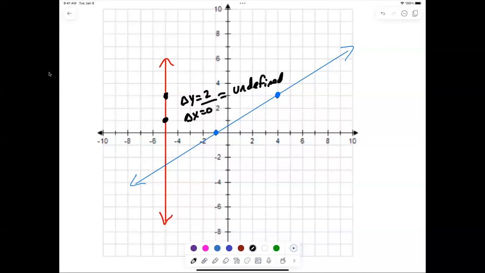All right, it's undefined because in math, you cannot divide by 0. If, for example, you were to take your calculator and say 3 divided by 0, it would say error, divide by 0. Cannot divide by 0. All right, that's why they say it's undefined. Okay, so I'm pretty happy with this.